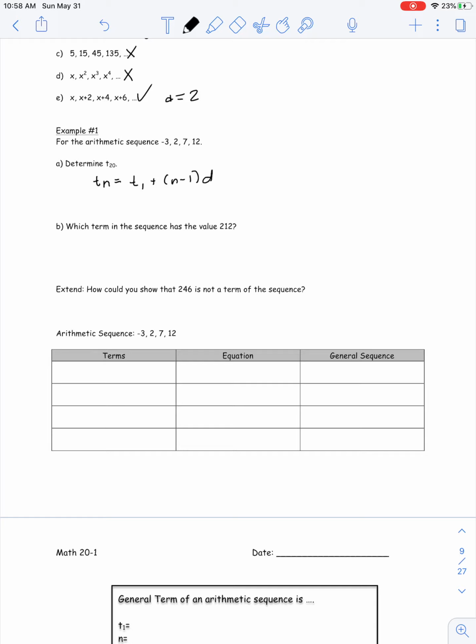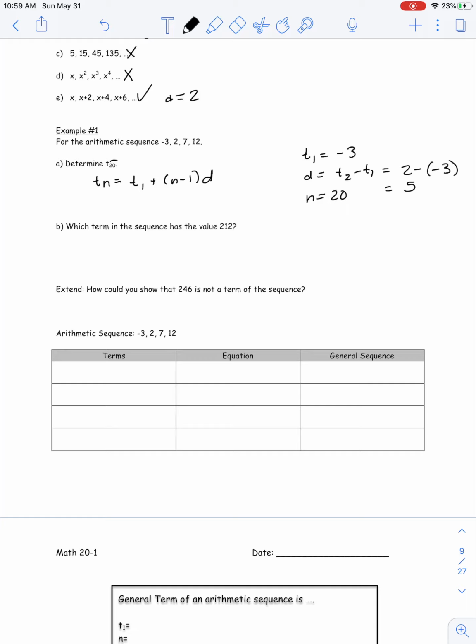So they're giving us a sequence of -3, 2, 7, and 12. Term 1 is always the first number in your sequence. The common difference can be found by taking term 2 minus term 1, or any terms that are side by side, you could subtract them. So 2 take away -3 is going to actually equal 5.